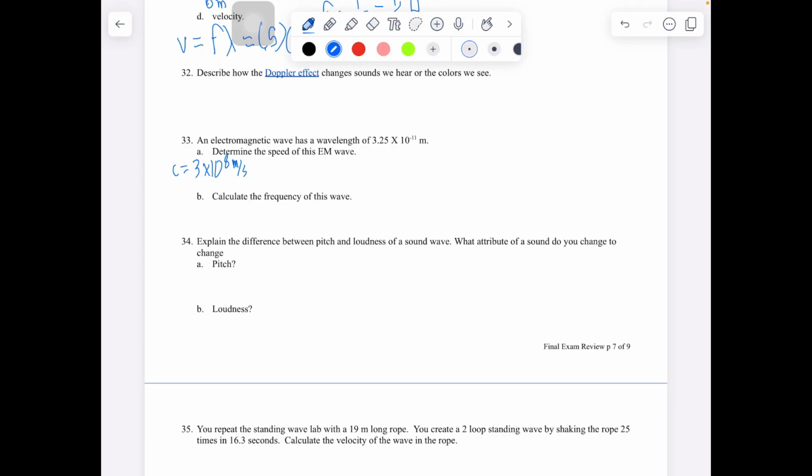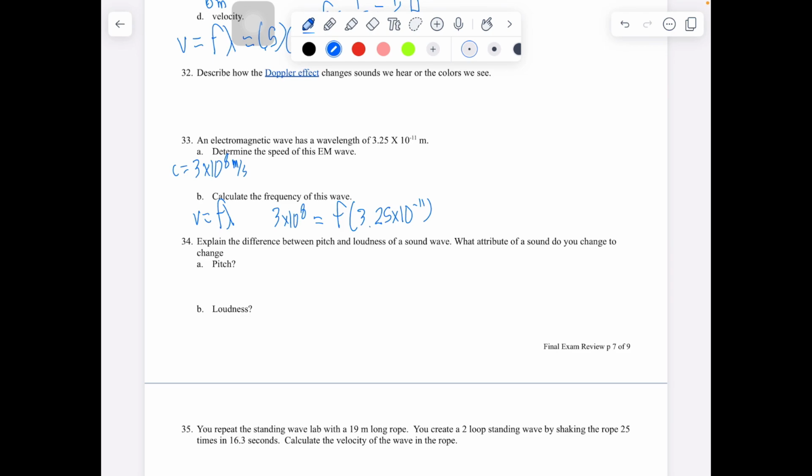Part B, calculate the frequency of this wave. Well, velocity is frequency times wavelength. We have the velocity, 3 times 10 to the 8th. We just are given the wavelength right up here. So we're solving for the frequency. Plug in our wavelength, 3.25 times 10 to the negative 11th. And now we just have to divide.